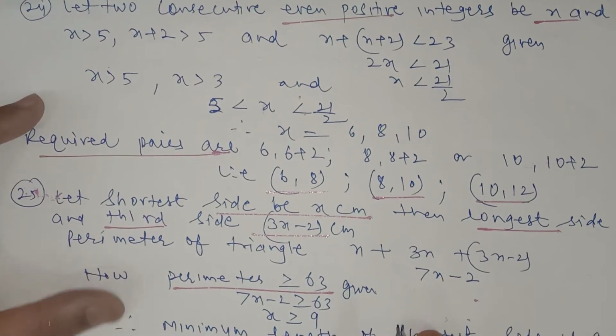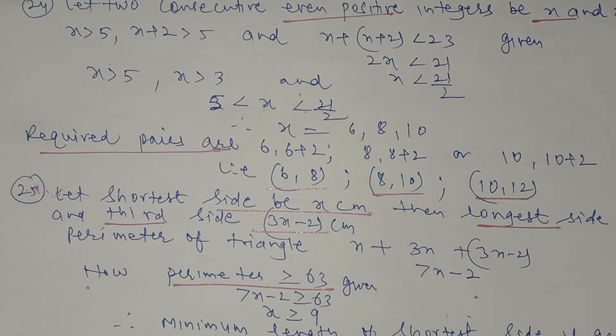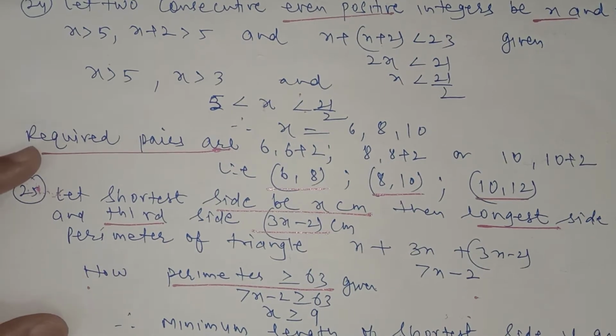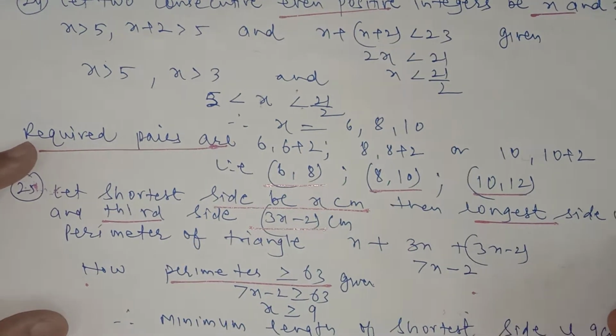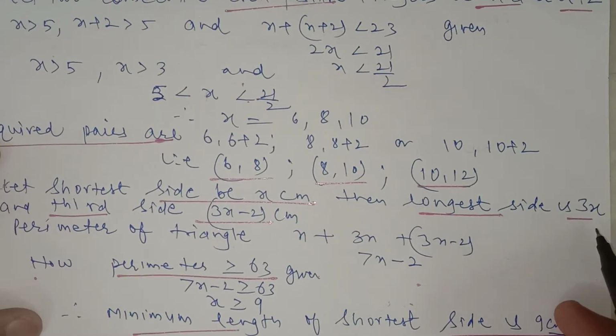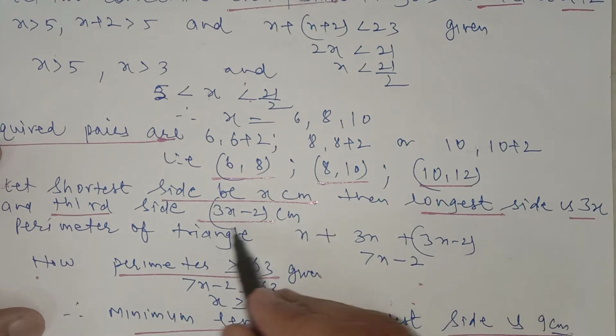In question number 25, it is given that there is a triangle in which the longest side is 3 times as long as the shortest, and the third side is 2 less than the longest side. So we let the shortest side be x, and the longest side is given as 3x. And the third side is 2 less than the longest side, which is 3x minus 2.